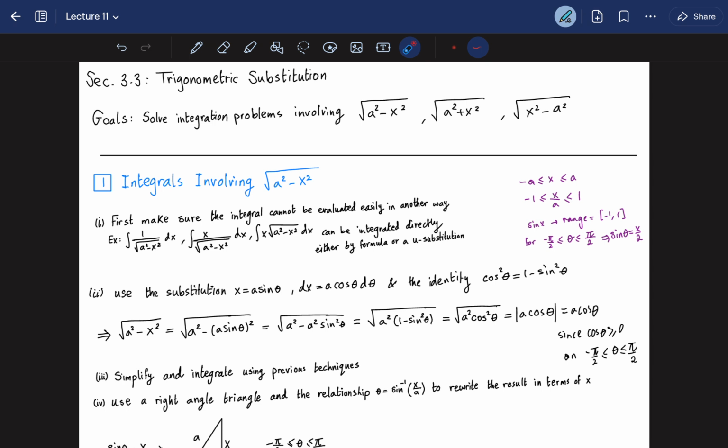So the first step, let's identify the domain for this square root. If you find the domain, you'll find that your x would be between negative a and a. If you divide by a, you're going to get that x over a is between negative 1 and 1. Now, if you take sine of x in general, you know that the range of sine of x is between negative 1 and 1. And this is where your theta is between negative pi over 2 and pi over 2. So we can say that sine of theta is x over a.